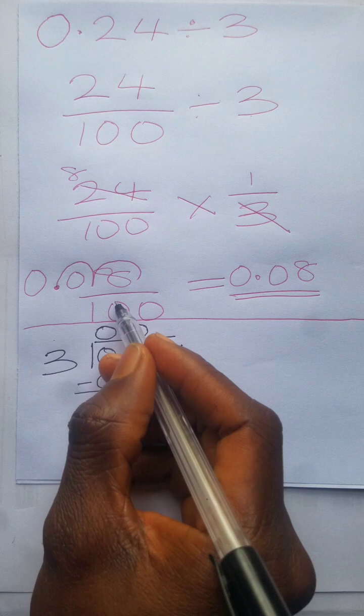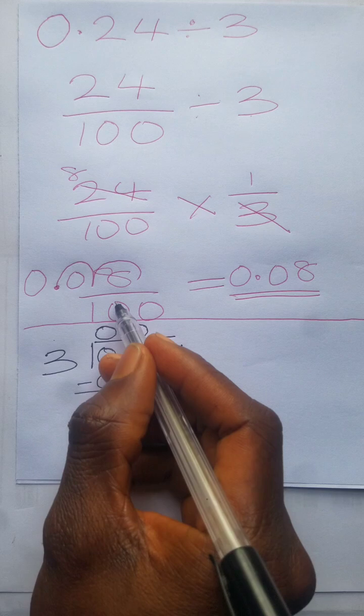Notice that this can cancel this and this can cancel this. I hope you know how to divide. This means this over 3 times 1,000 over 10,000. I hope we are familiar with that. This can simply cancel and this can simply cancel. So this cancels this.